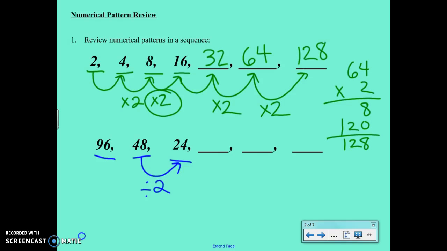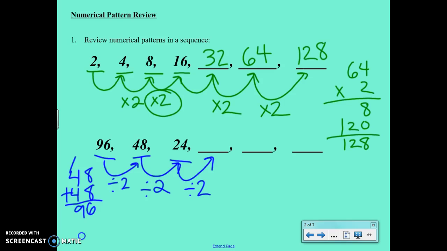So I'm going to actually add 48 plus 48 here to check my work. 8 plus 8 is 16. 4 plus 4 is 8 plus 1 is 9. So in fact, the divided by 2 also works to get from 96 to 48. So now, since I know that divide by 2 is my rule, 24 divided by 2 equals 12.